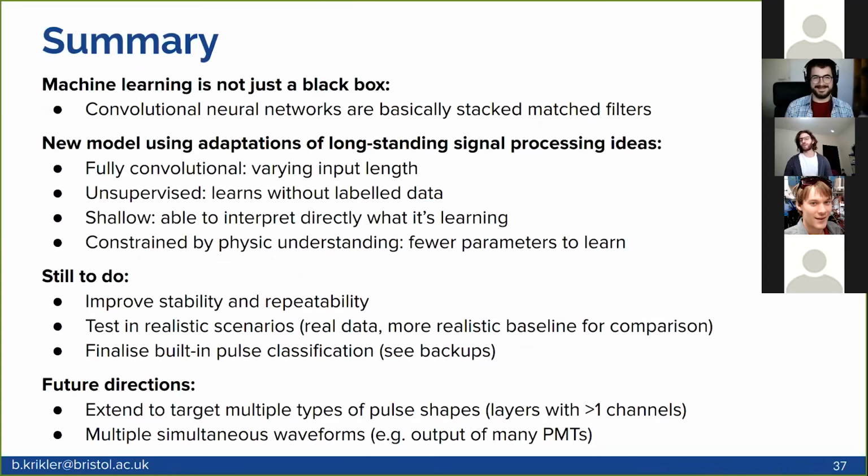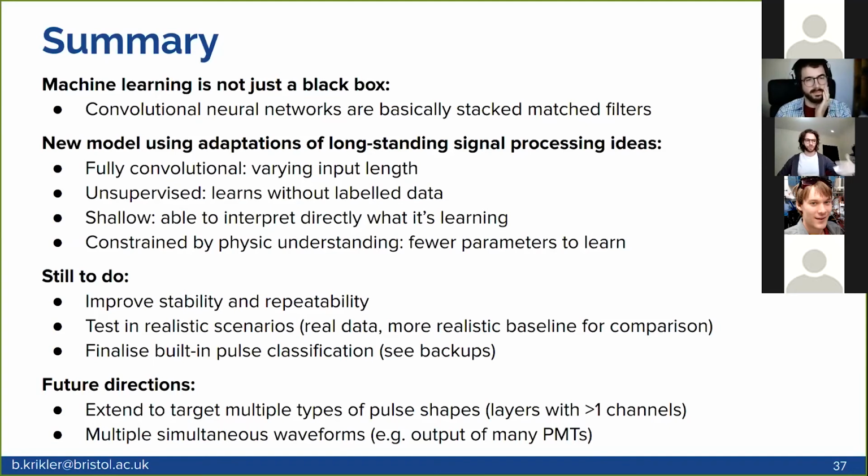So one thing I wanted to draw out here is that I think there's probably some students on the call, and machine learning is not just a black box. Some aspects of it are quite intuitive. And these convolutional neural networks are essentially just these match filter ideas, but stacking them up one on top of the other. I've walked you through this model that we've developed, which takes some adaptations that we came up with of this match filter approach. The model has some quite nice properties.